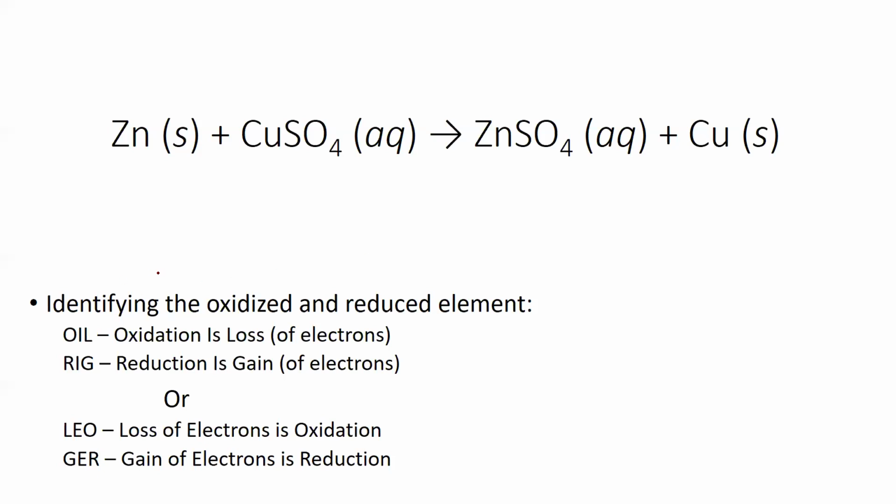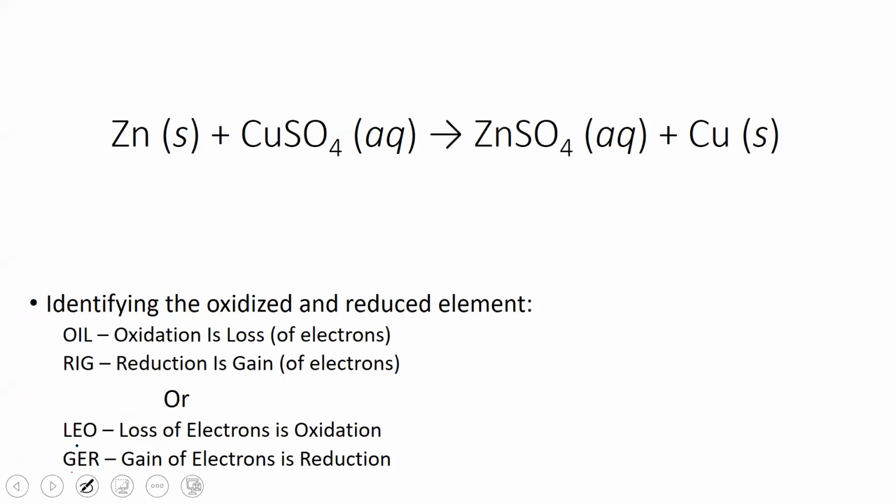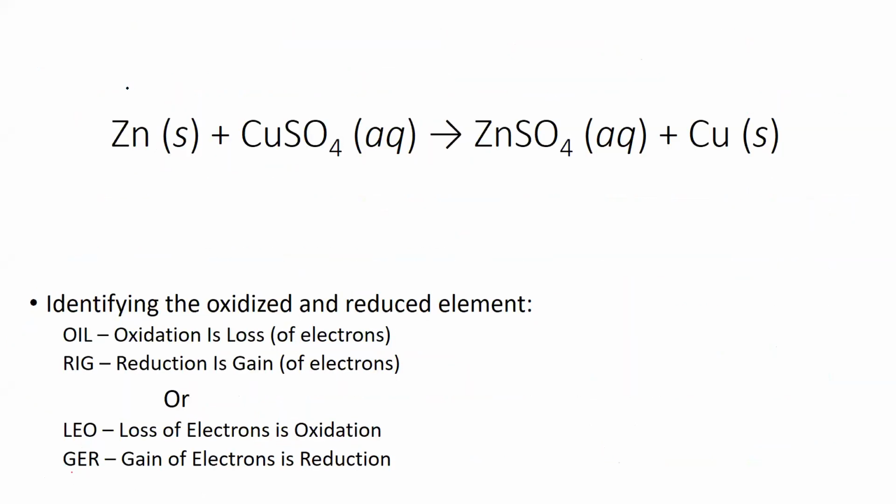All right, so let's utilize our oxidation number rules to determine the oxidation numbers of each of the elements in this chemical equation. If we go back up to this page, we know that the oxidation number for a free element, rule number 1, is going to be 0. So zinc here has an oxidation number of 0. That's a free element by itself because it's not sharing electrons with anything. But when you look at the copper sulfate, you've got 2 parts to this.